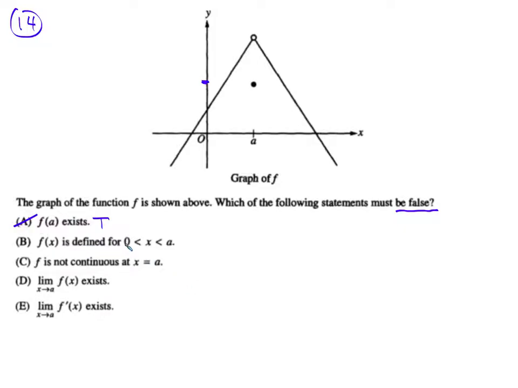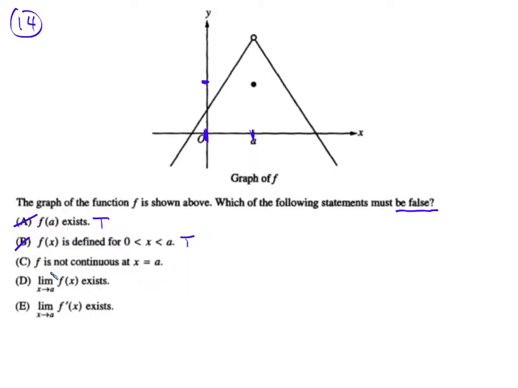F of x is defined for all of the values between 0 and a. So here's 0, and here's a. Is it defined between here and here? Defined, again, just means if I plug in an x value, I get a height. It looks like I get a height everywhere in there, so that is also true. Can't be B. We're looking for something that's false.